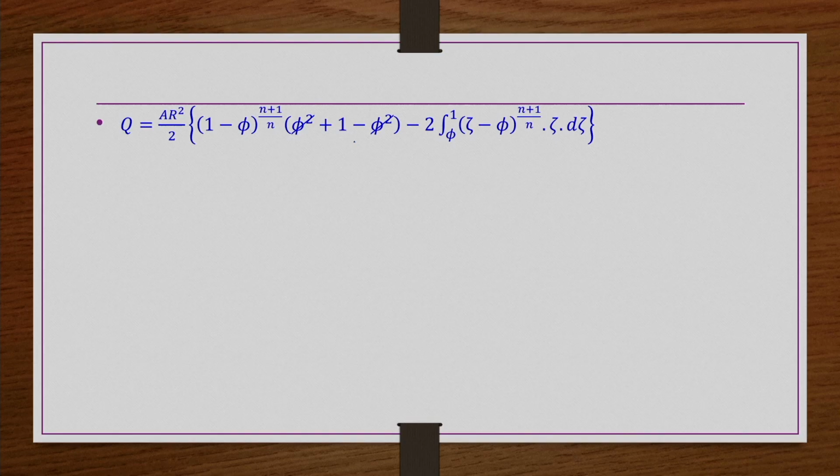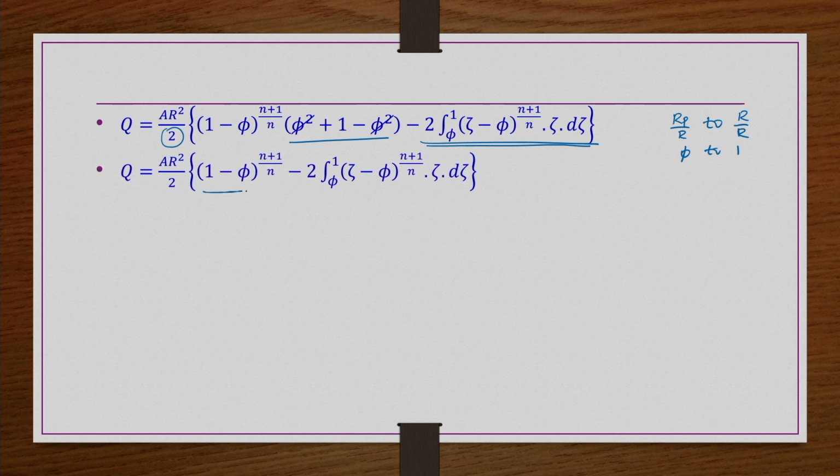So, next step, these two terms we are joining. Then we get A R squared divided by 2, because the 2 is also taken common, multiplied by (1 − φ)^((n+1)/n), and then phi squared plus 1 minus phi squared, these two cancel out. Since 2 we have taken common, this last term would now be multiplied by 2, and the integration limits for the last term are r_p by R to R by R. That is nothing but phi to 1. Right. So, this is what we have now.